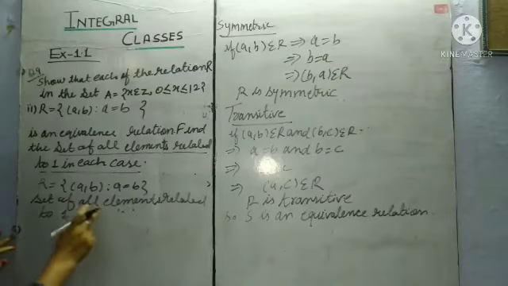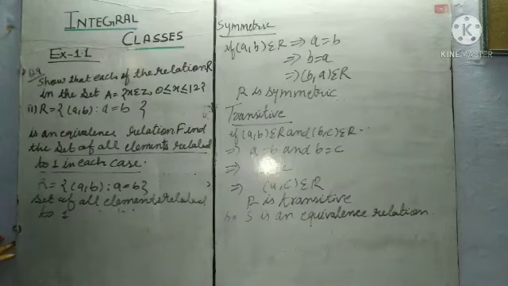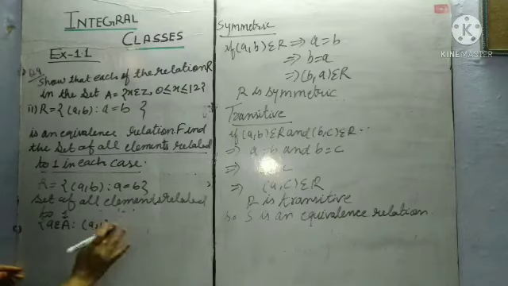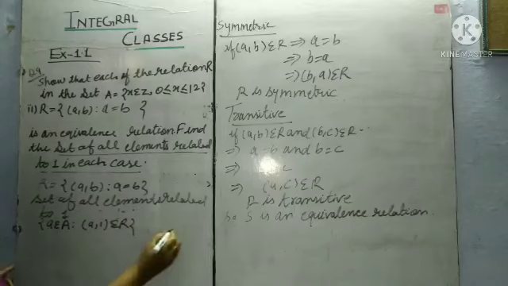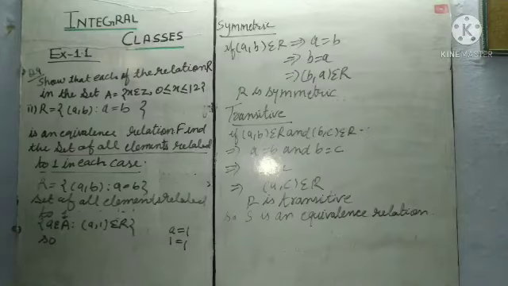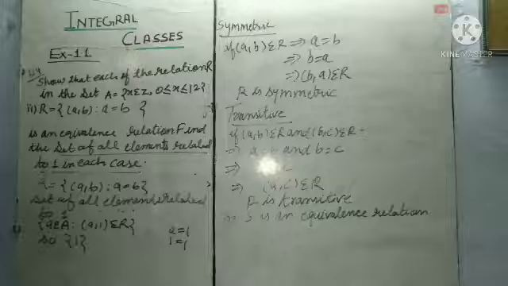Set of elements related to 1. For this we will take a belongs to A, a1 belongs to R. So now if we put a equal to 1, what is the value of 1? If we put 1 equal to 1, the answer is: one element is related to 1.